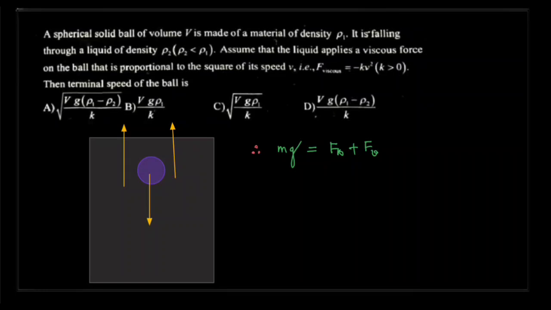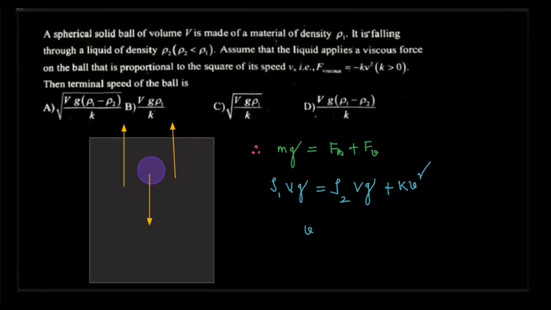Clear? So therefore mg can be written as rho into, what is the rho here? Body density ρ1. So ρ1 into volume into g will be equal to buoyancy force, which can be written as liquid density into body volume into g, plus this can be written as kv square. Here minus indicates that it is in opposite direction, so the minus is not needed here. Therefore this terminal velocity you have to find.